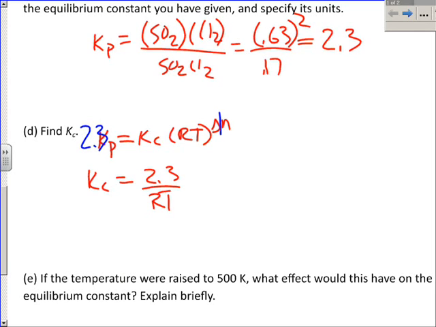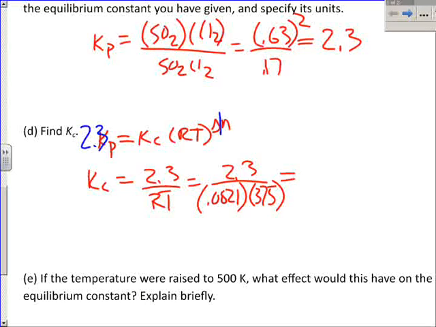And when we plug in our numbers, remember R is going to equal 0.0821, our atmosphere value. And the temperature conveniently was given in the problem in Kelvin, so that's 375. When we plug in our numbers to two significant digits, we end up with 0.076 as our Kc.